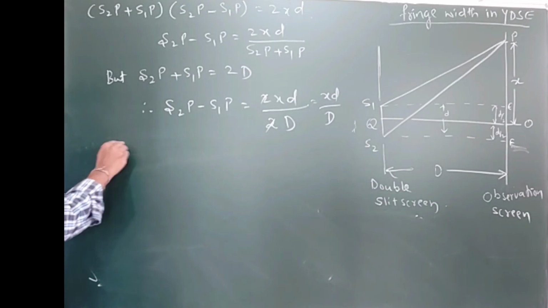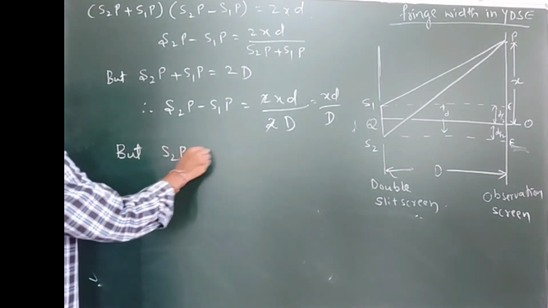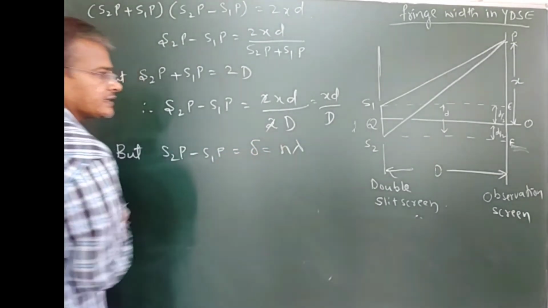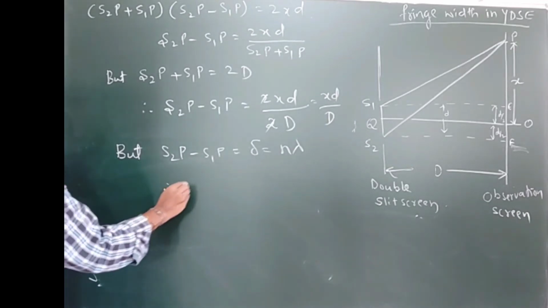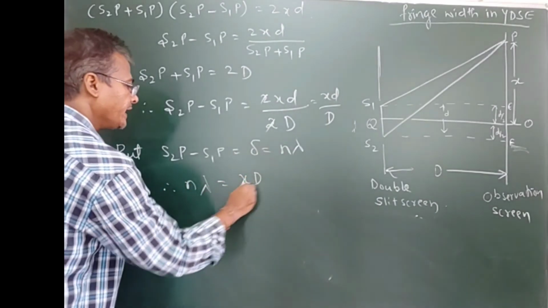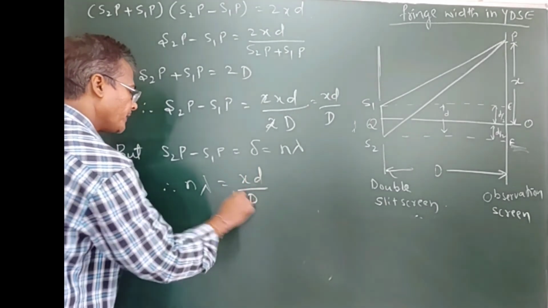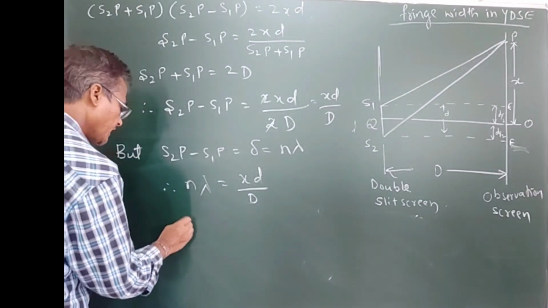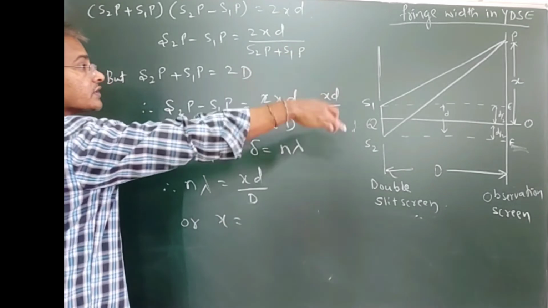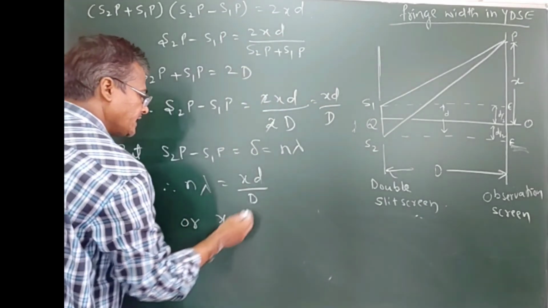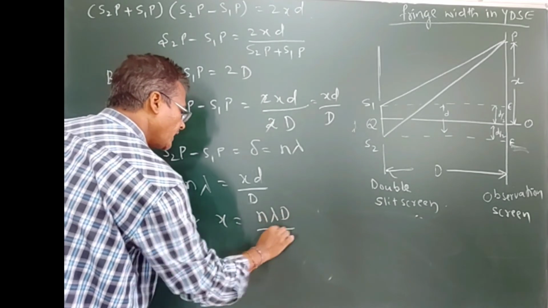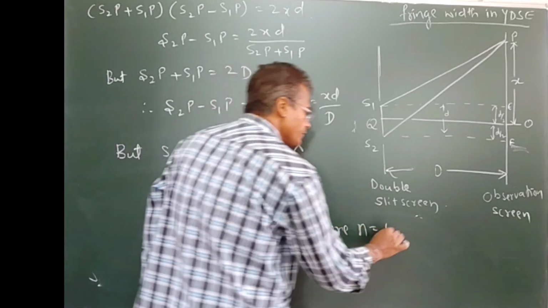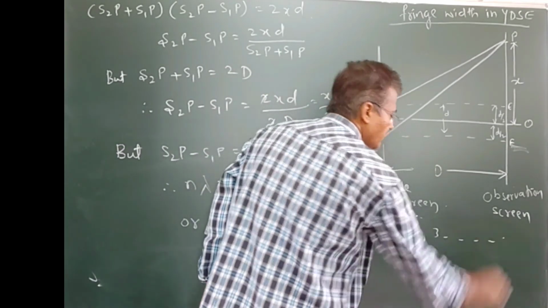But as we already know, S2P minus S1P is n into lambda, that is the path difference we are considering. So n lambda equals x small d by capital D. So x, the distance from O to P, equals n lambda D divided by small d, where n equals 0, 1, 2, 3, and so on.